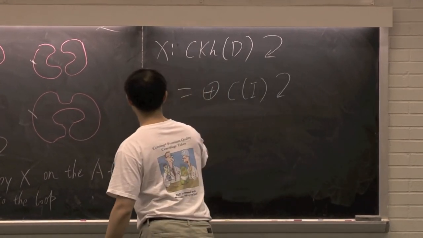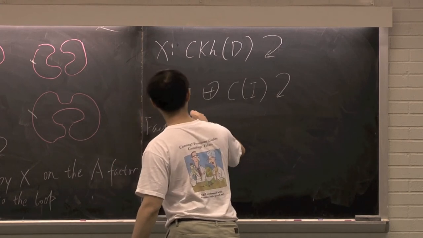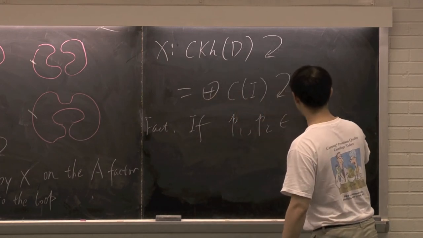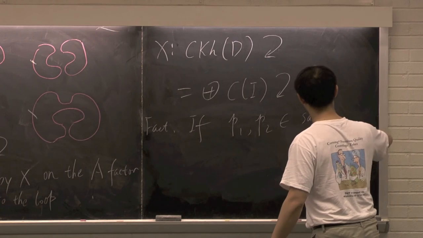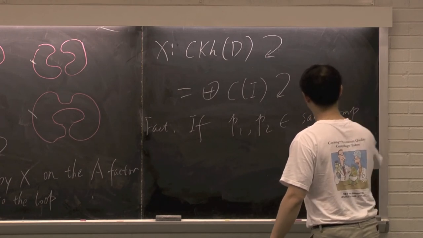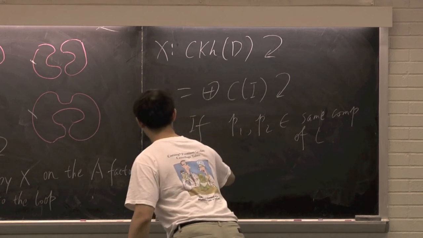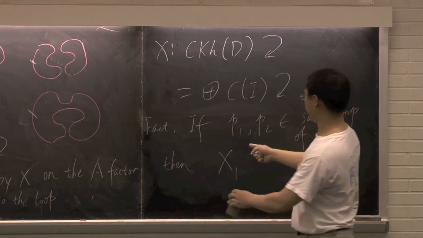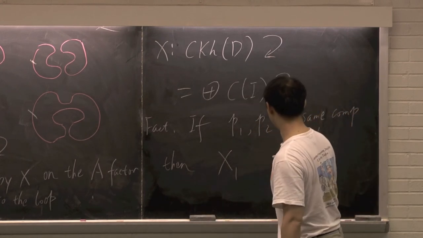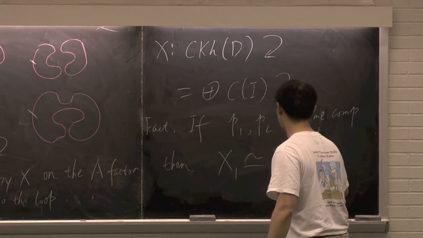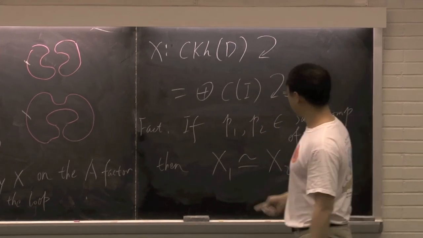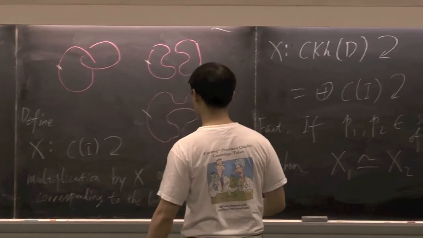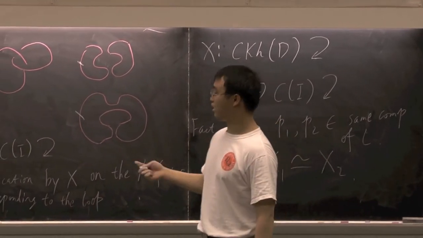And the fact is, if P1 and P2 are in the same component of L, then you can define a map for P1 and a map for P2, and these are homotopy equivalent. So the map X does not depend on the choice of the marked point, as long as you choose the marked point on one component.